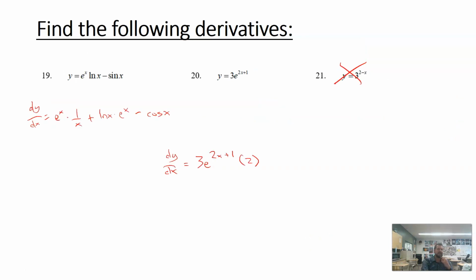Again, here on number 19, we just have to realize that we have a product rule between e to the x and the ln of x. So that's why there's extra stuff in there. Don't forget, e's and ln's follow the product rule just like everything else does.